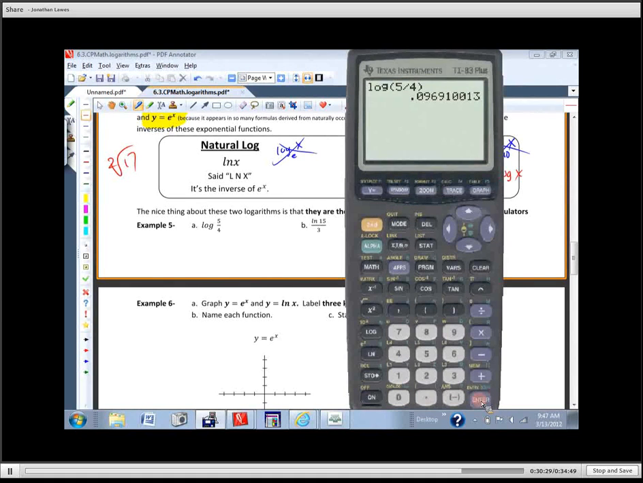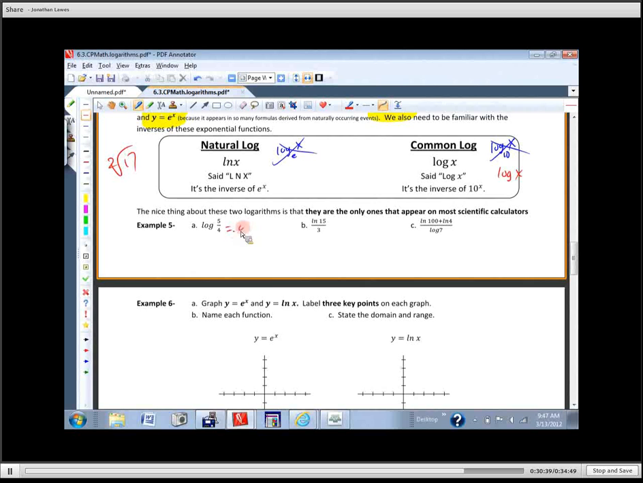Now, I do need you to have your calculator because we're going to do a little bit of exploring here. This is the answer, so it's 0.0969. I lopped off a bunch of decimals, but that's pretty close, right? Everybody listening? Because this is important. This is the answer to a logarithm.